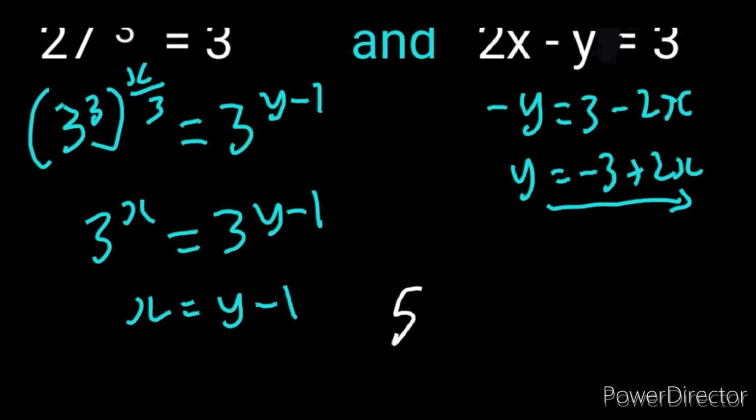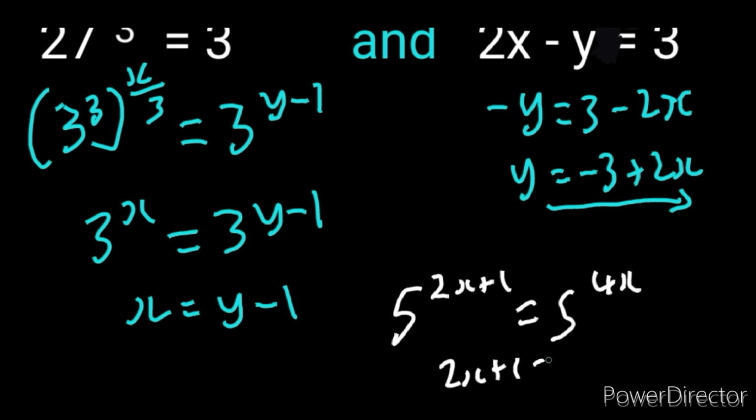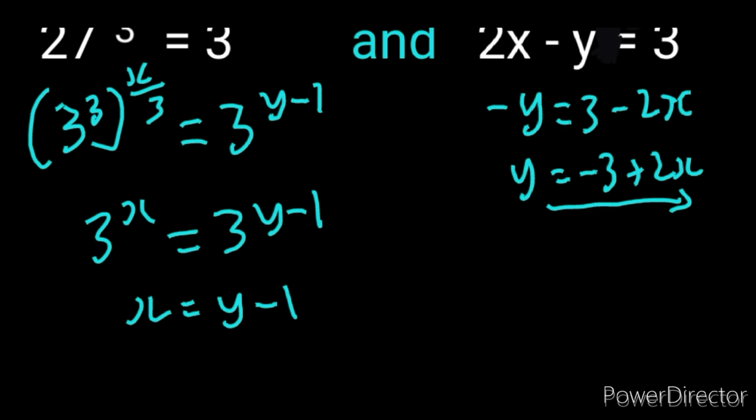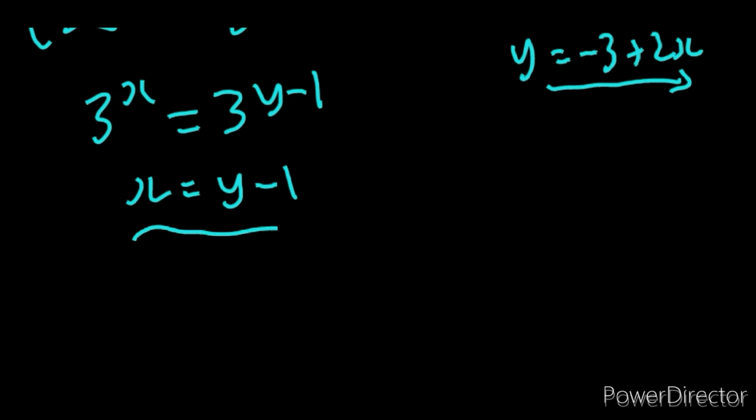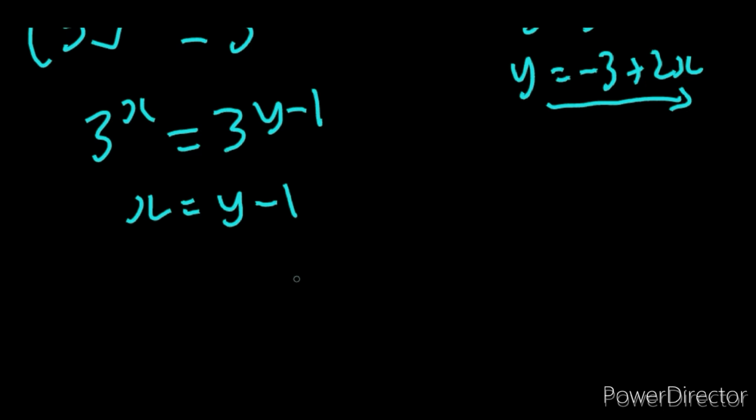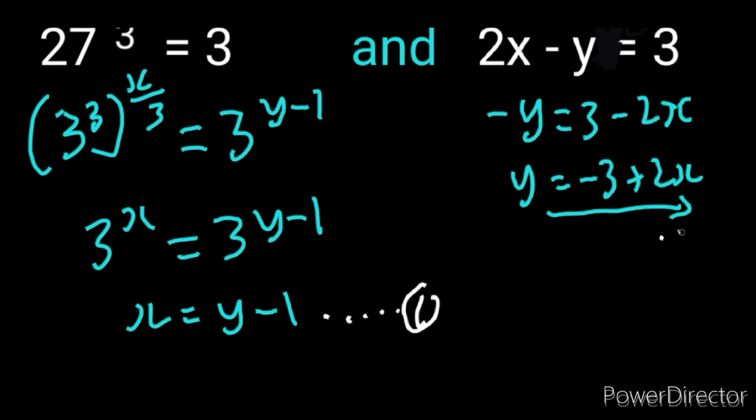For instance, when you've got something like this, we can simply ignore the bases and just write down the exponents. So notice that this is now our other equation. So let's just call this equation 1 and let's call the other equation equation 2.